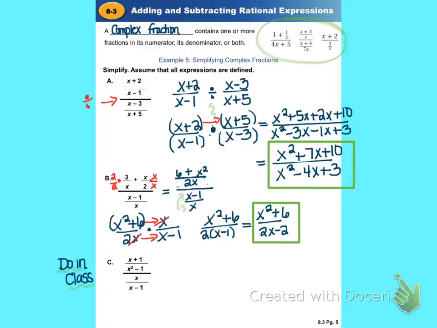And we're going to go ahead and leave example C as another do in class. This gives us a really nice sampling, one adding, one subtracting without common denominators, and one simplifying complex fractions to do together when we meet again.